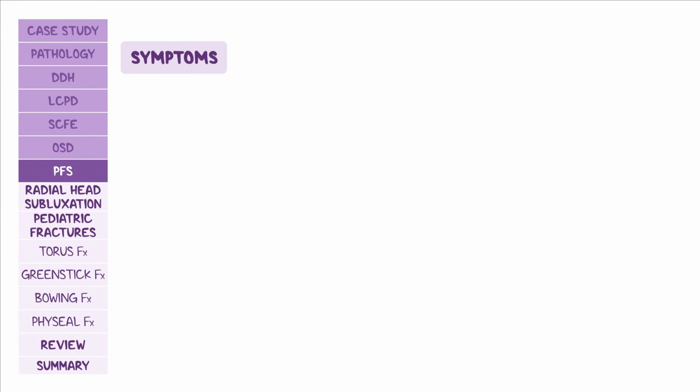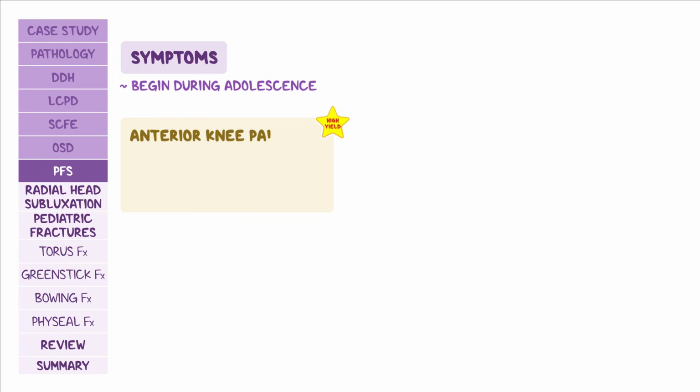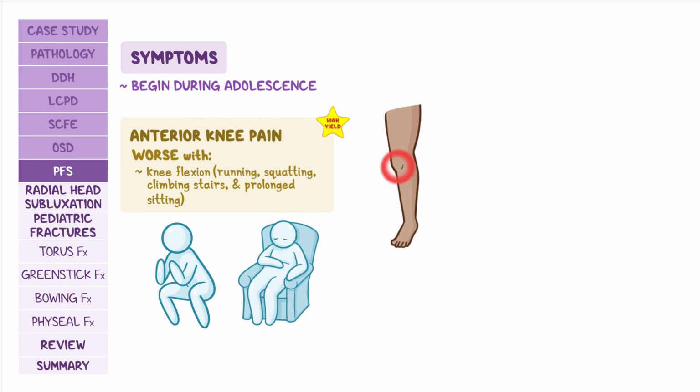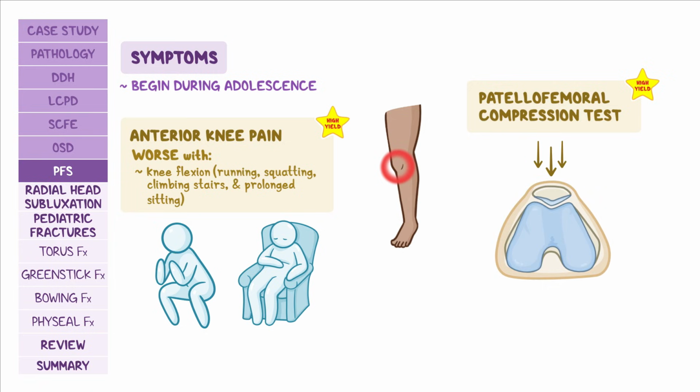Symptoms of patellofemoral syndrome typically begin during adolescence and include anterior knee pain that's often described as being around or behind the patella. The pain typically gets worse with knee flexion, as in running, squatting, climbing stairs, and prolonged sitting. On physical exam, one high-yield test to remember is the patellofemoral compression test, in which pressing on the patella into the trochlear groove reproduces the pain.